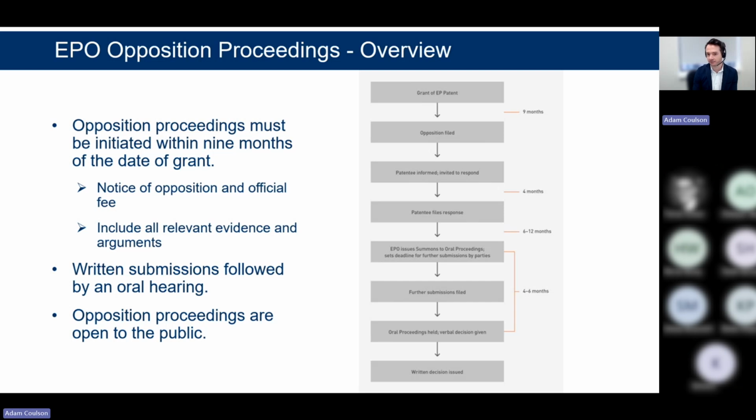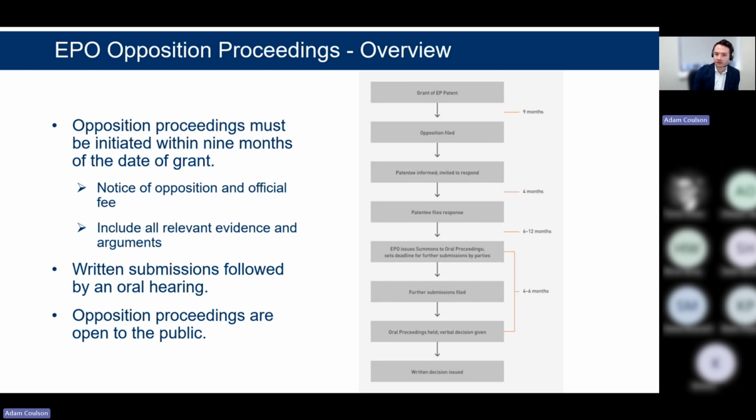When filing the opposition, as far as possible, an opponent should include all of the evidence and arguments that they wish to rely on during the course of the opposition proceedings in their notice of opposition. Now, this includes setting out each of the grounds of opposition on which the opponent seeks revocation of the European patent and the extent to which the opponent desires revocation of the patent. The majority of the EPO opposition process is in the form of written submissions between the opponent, which is the party who files the opposition, and the patent owner and the EPO's opposition division.